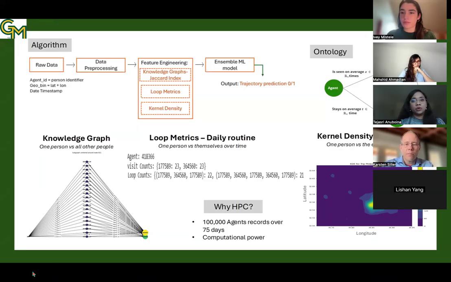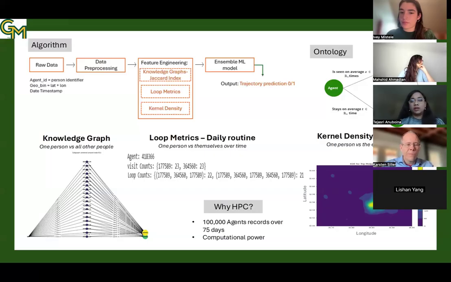This approach has improved the accuracy of anomaly detection by 10% compared to the baseline models that already exist. And the question, why HPC? Working with data from over 100,000 agents across 75 days, we are dealing with billions of data points. So we use high performance computing to process data, compute similarities, and train models in parallel, reducing work from days to just hours.